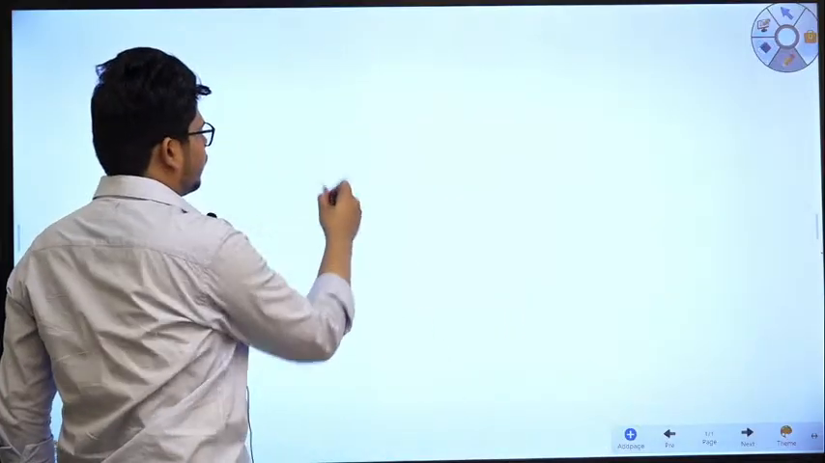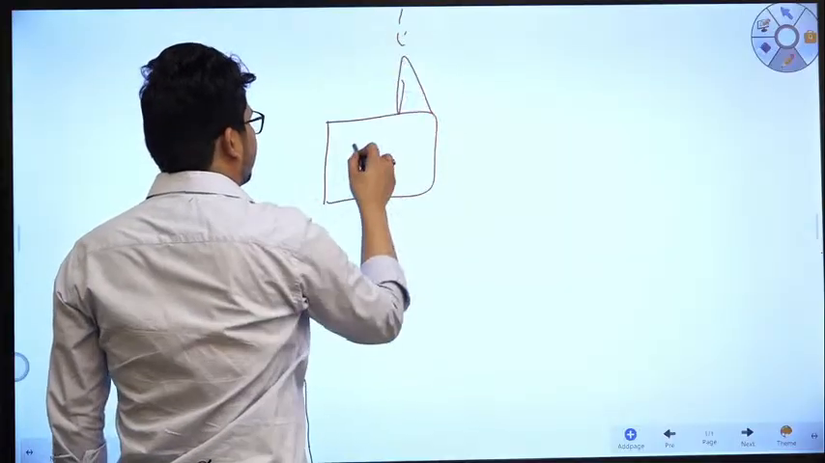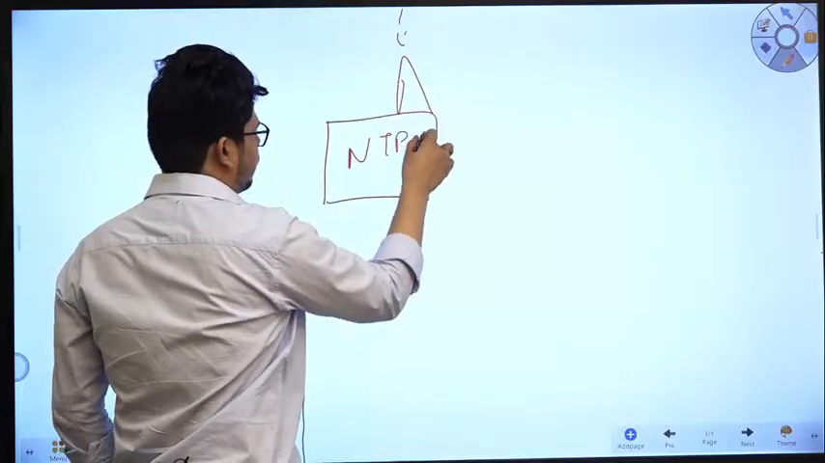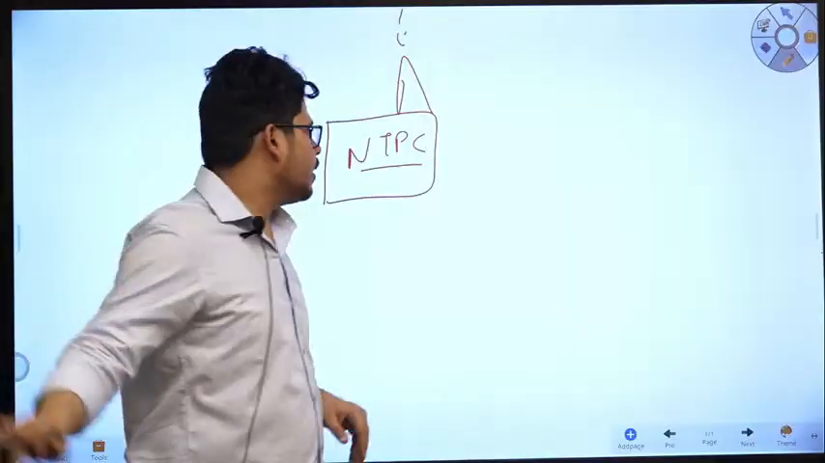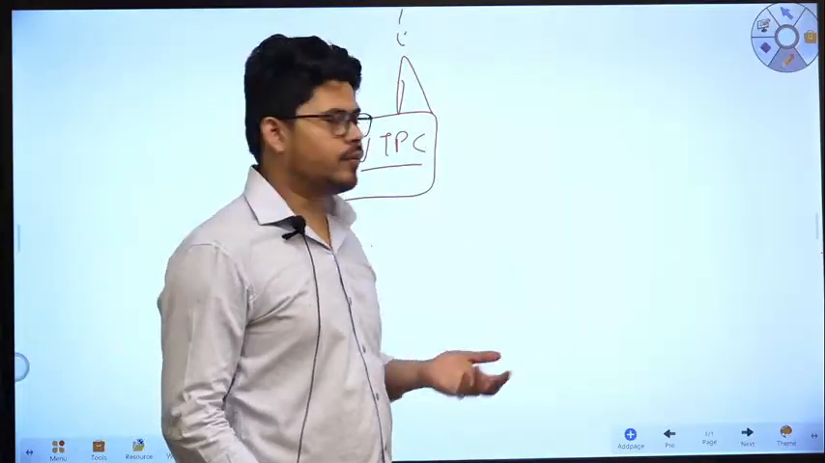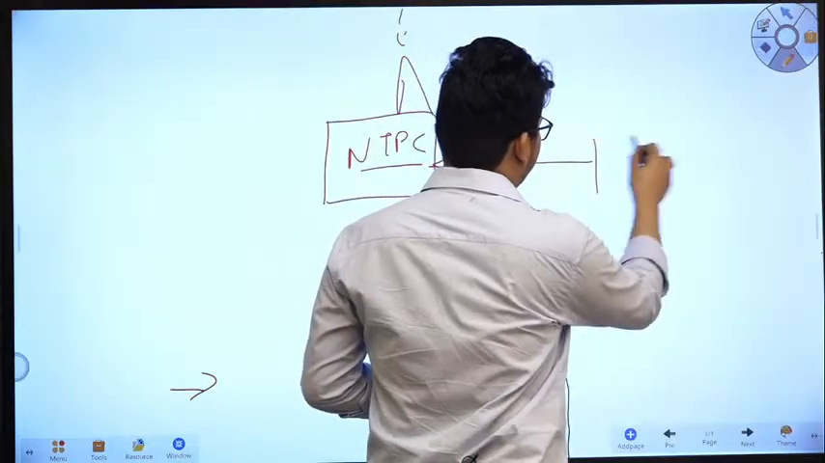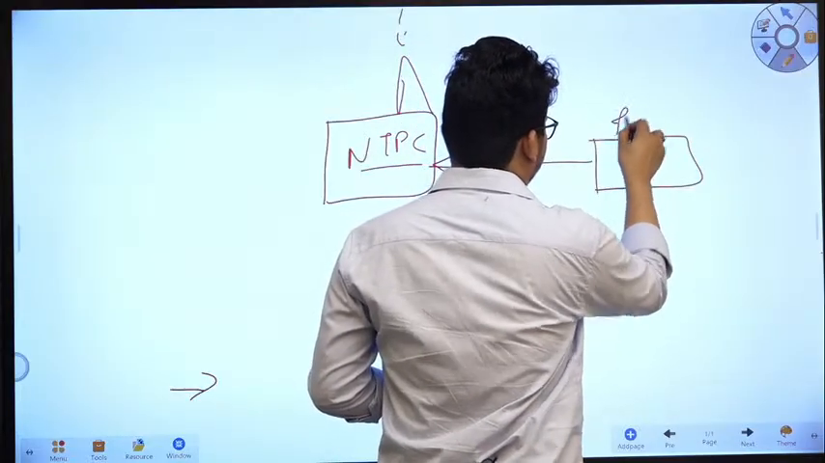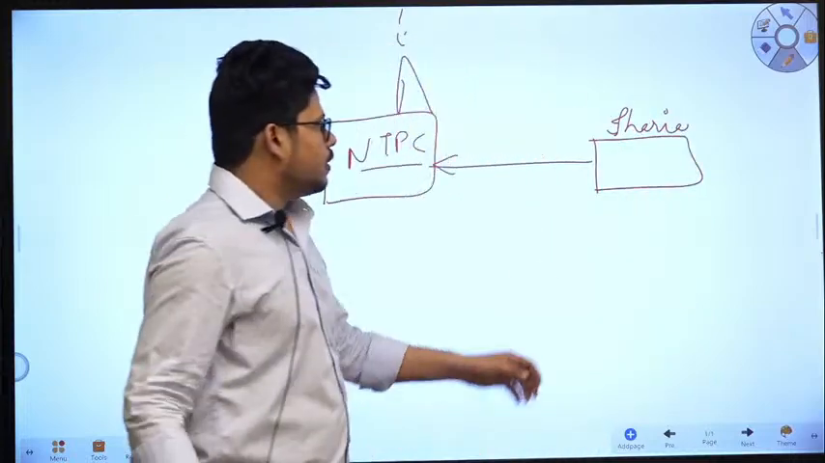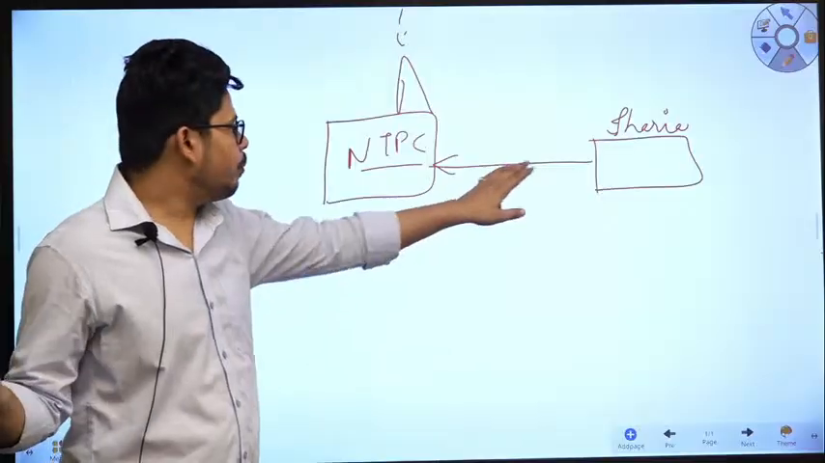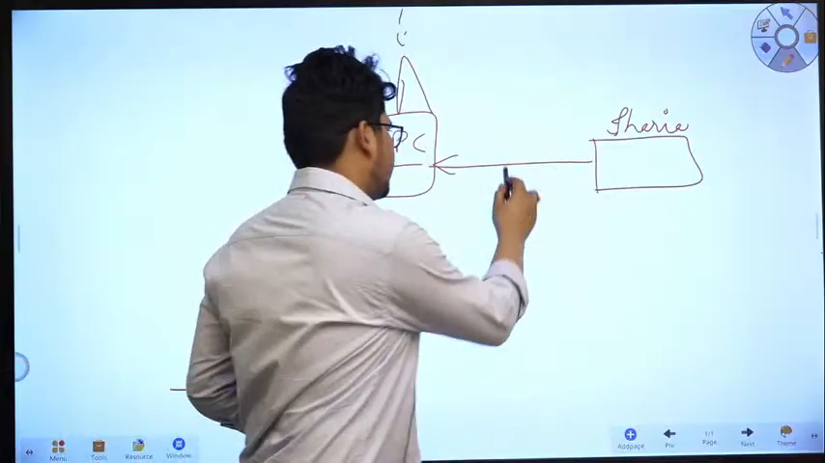For example, this is NTPC. NTPC is the National Thermal Power Corporation. It uses coal for the production of power. So for example, it is mining coal from some specific mine, in Jharia, for example. Now it cannot sell the coal that has been mined from this mine to the open market. It cannot sell.